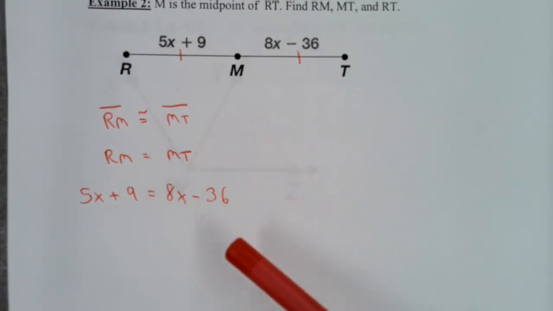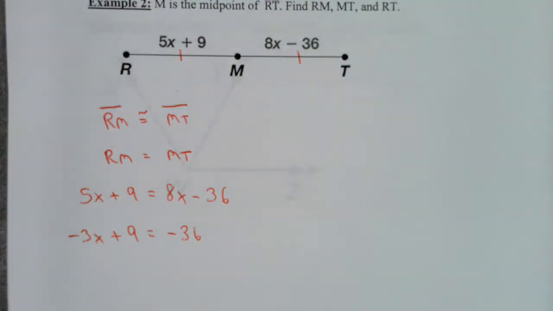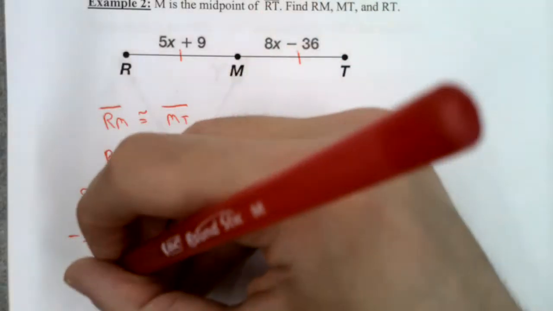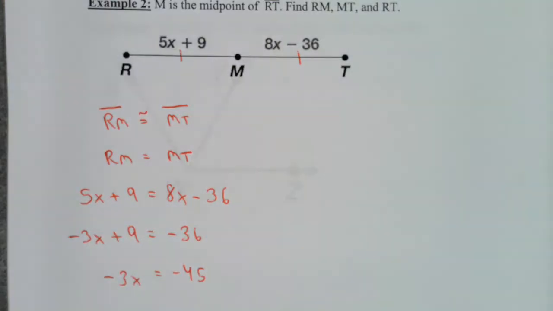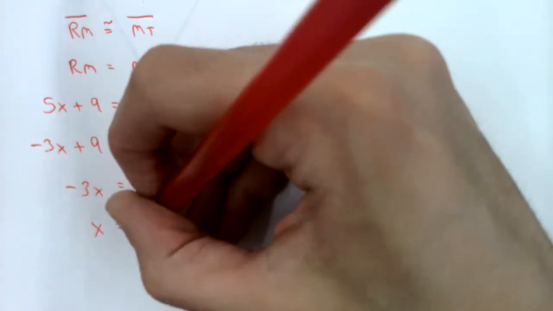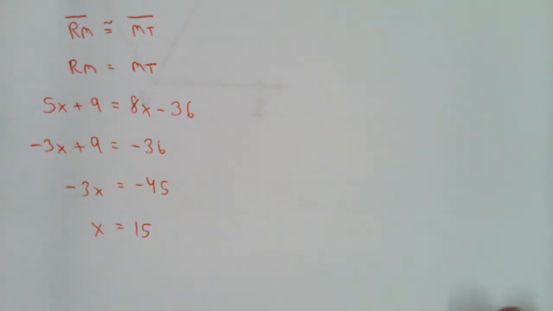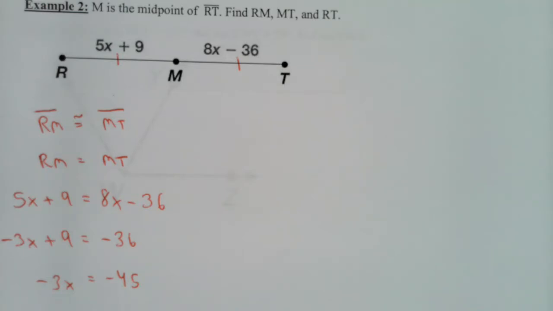Solve that for x. So I'll bring the x over. I'll subtract 8x on each side. So I'll get negative 3x plus 9 equals negative 36. Then I'll subtract 9 on each side. So I get negative 3x equals negative 45. And then divided by negative 3, you get x equals 15. Now you have to solve for RM, MT, and RT.